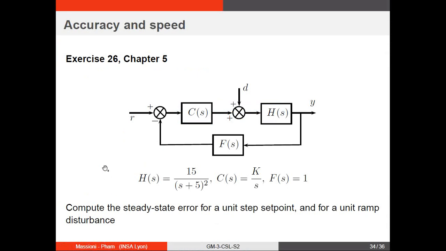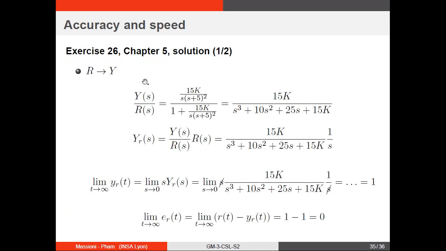Well, we just compute from r to the error, which is this one. F is 1, so it's like it's not there. Or we just compute from r to y and then make the difference between the final value of y and the final value of the step. So let's do it from r to y. This is the transfer function, basically L divided by 1 plus L. You can work it out and do the computation. Then, if I'm not wrong, of course, this is the Laplace transform of y due to the set point. Final value theorem yields 1, and so final error yields 0.